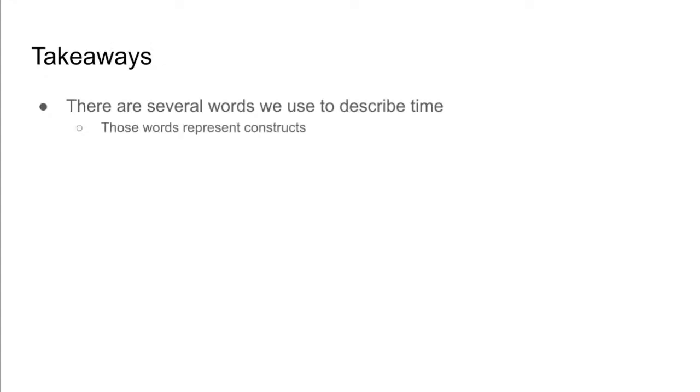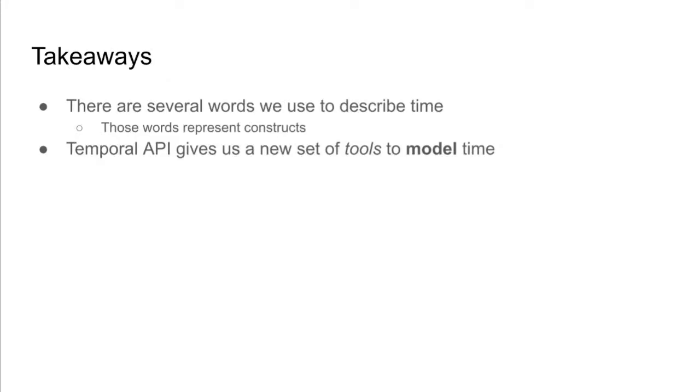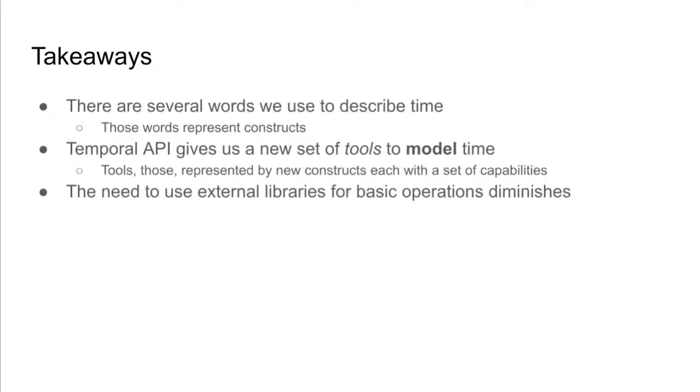So the takeaways I want you to have from this talk are that we have several words to describe time, and those words will be better represented by those new constructs. And the Temporal API will give us a new set of tools, those constructs, to model time. The key word here is model time. Each of those constructs has a new set of capabilities, and we will probably not need external libraries much to do some basic operations in time, or even some more advanced ones. So Temporal is a long-awaited feature to save us time.